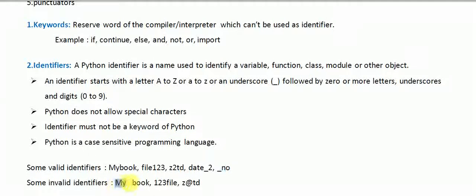Next are invalid identifiers. An example of an invalid identifier is "my book". Here, as you can see, the identifier has a blank space, so it is invalid. Next, one that starts with a digit is invalid, since identifiers cannot start with a digit. Next, this identifier has a special character, that is @, so it is invalid. These are some of the invalid identifiers. There can be many more, and these are examples of some valid identifiers.